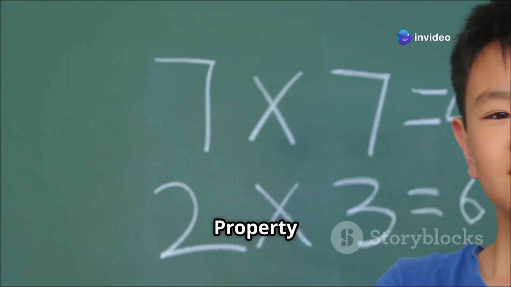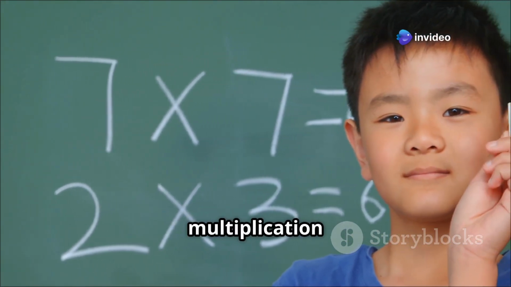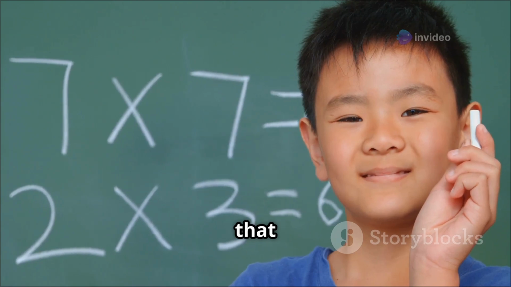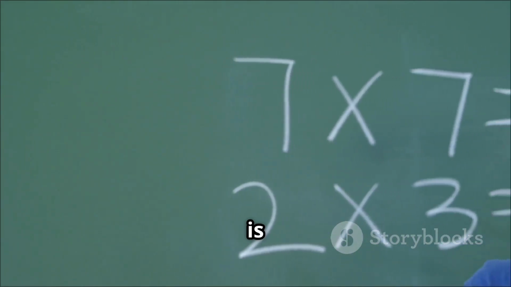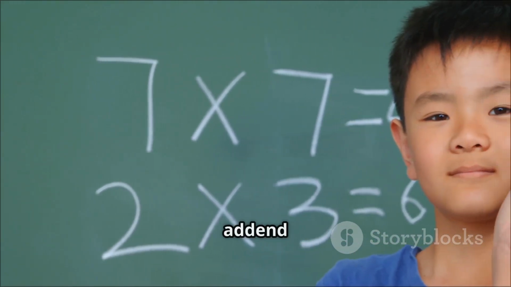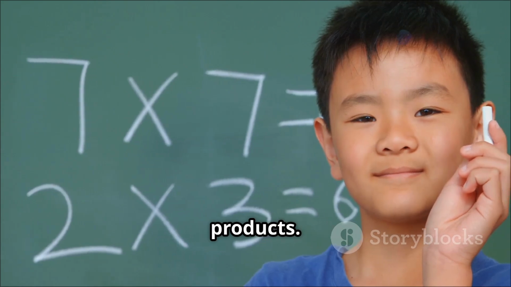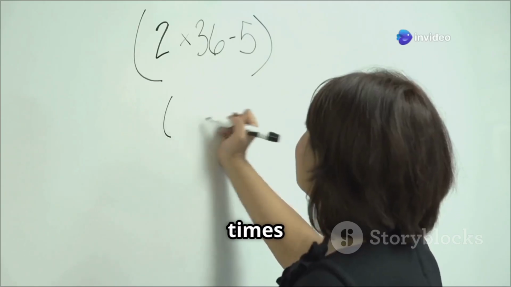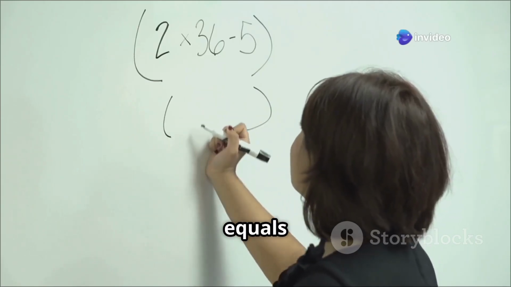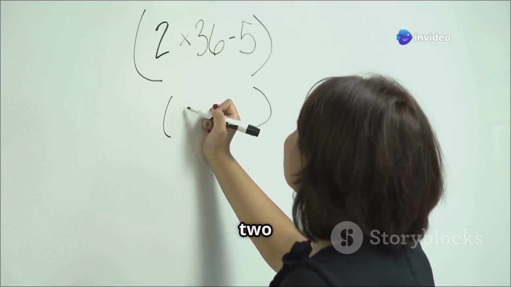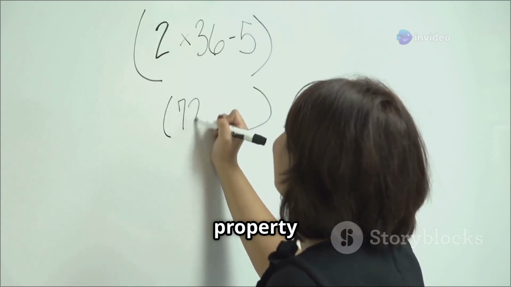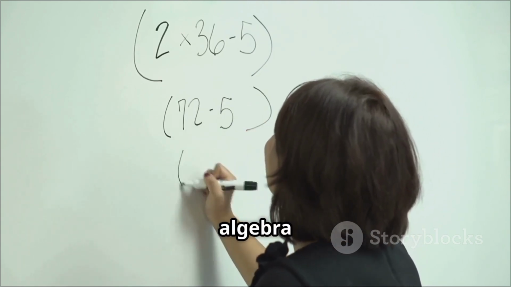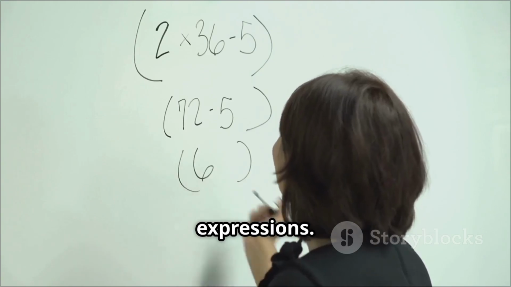Distributive property. This property connects multiplication and addition. It states that multiplying a number by a sum is the same as multiplying the number by each addend and then adding the products. For example, 2 times (3 plus 4) equals 2 times 3 plus 2 times 4. This property is particularly useful in algebra and helps in simplifying expressions.